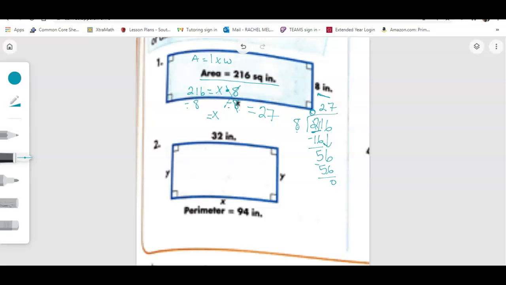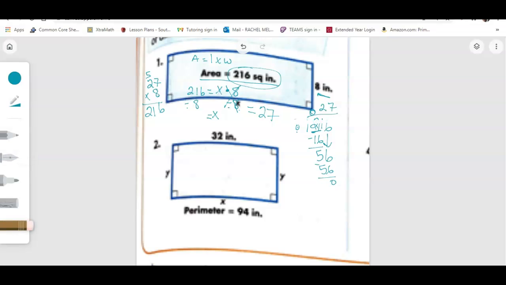Now, I can double check that by multiplying. If I do 27 times my 8, I should get the area that they told me about. So 8 times 7 is 56. 8 times 2 is 16, plus 5 is 21, and I did find my area.